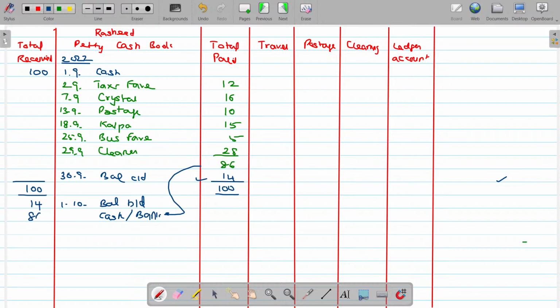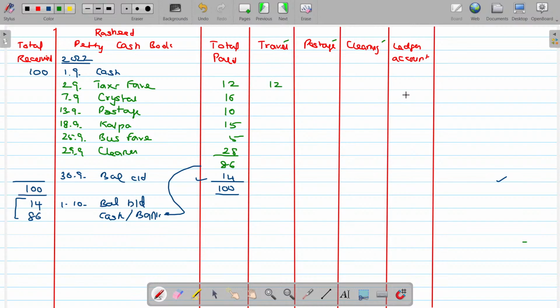The amount spent is recovered usually. Cross verify after this amount, the total should be equivalent to the interest amount. Now my duty is to segregate these expenses to various categories. It is also given travel, postage, cleaning and ledger account. For travel, taxi fare is travel only, 12 rupees in this.